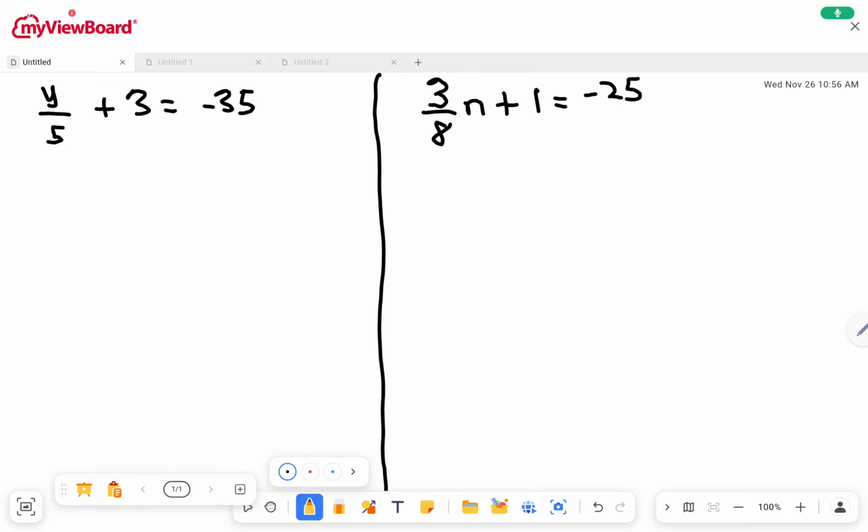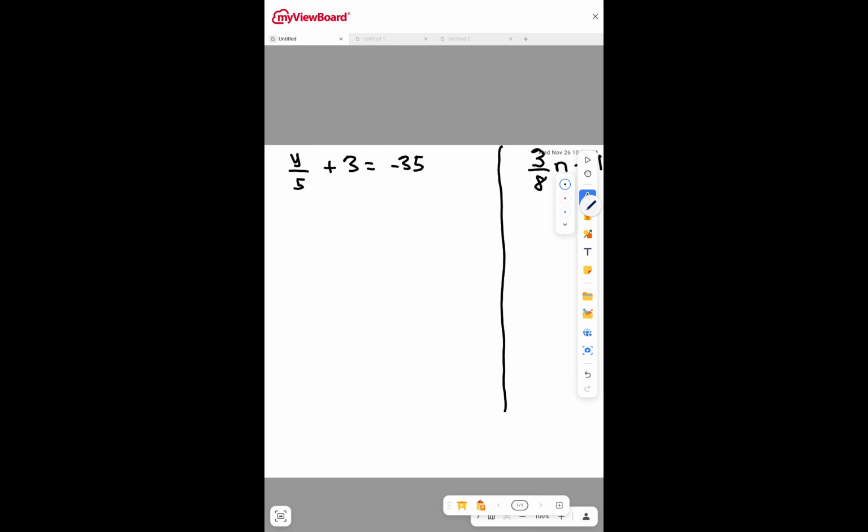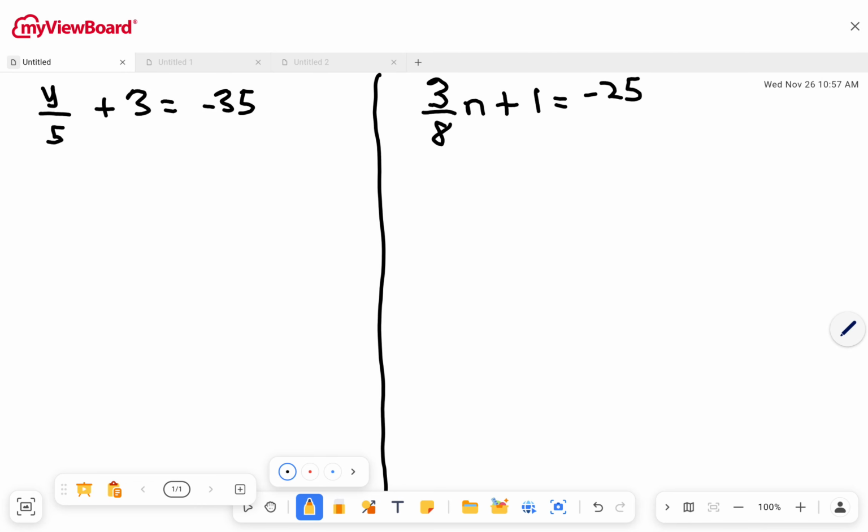Guys, we have these linear equations and we are going to learn how to solve these linear equations. They are a follow-up to my video that I recently posted on how to solve one-step linear equations. So this is a multi-step linear equation, but it is one of the easy questions you may be meeting.